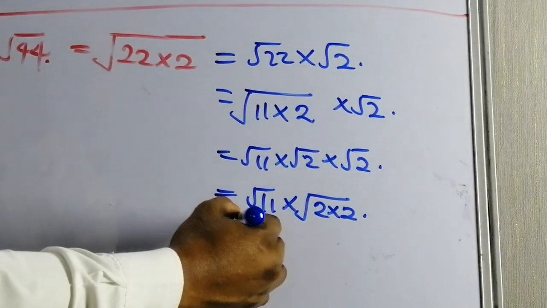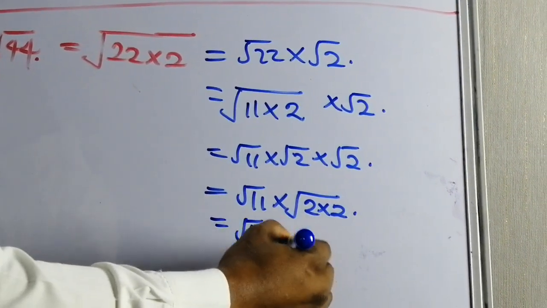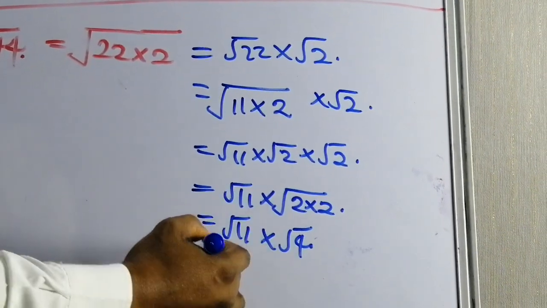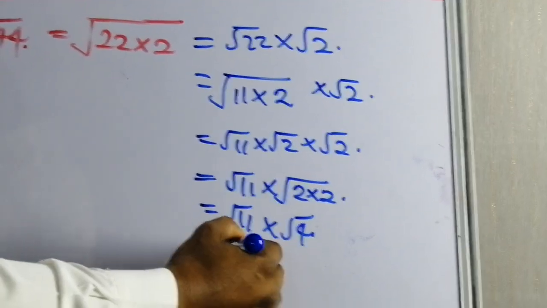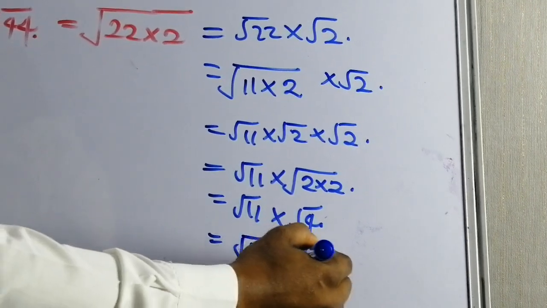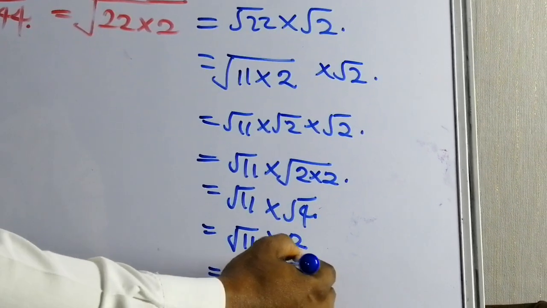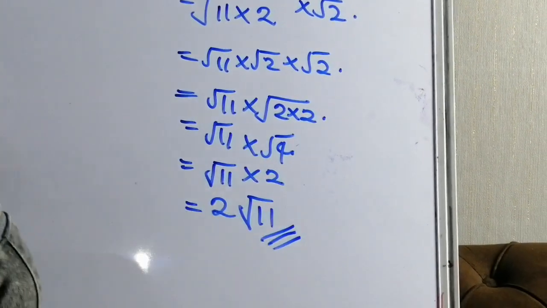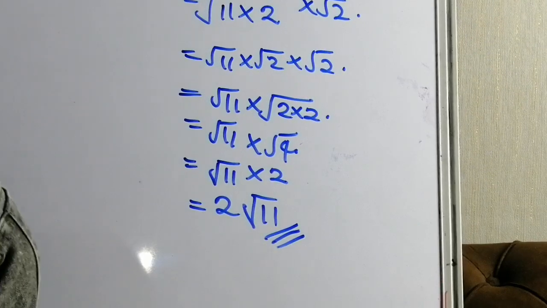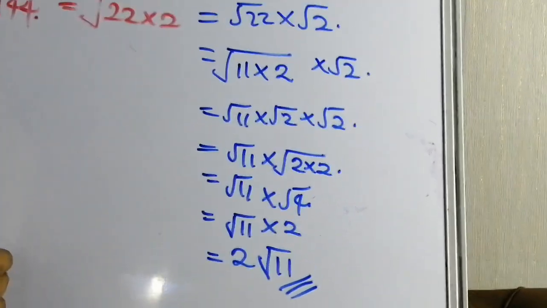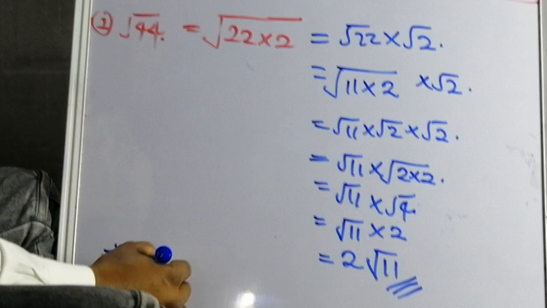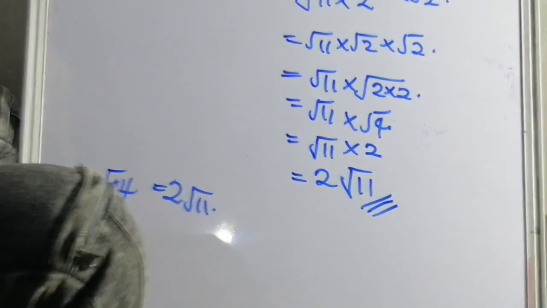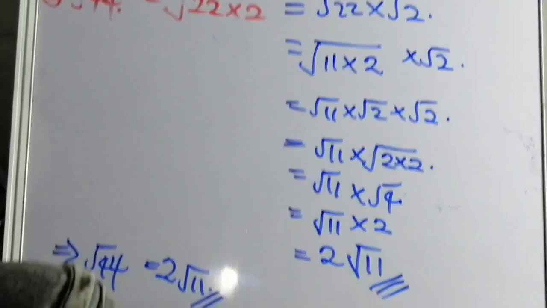Okay, so which implies that this is root 11 times root 4. Now what is the square root of 4? The square root of 4 is 2. So that's root 11 times 2. Then you now have 2 root 11, which shows that you cannot simplify this further. So the answer of root 44, you now tell them, is that root 44 is equal to 2 root 11. So this is correct here.